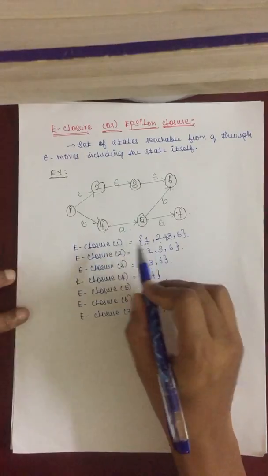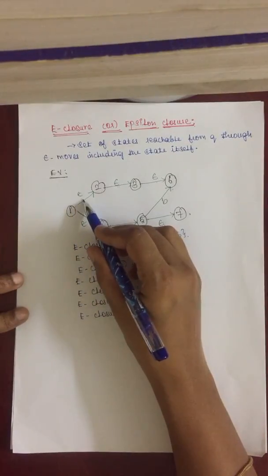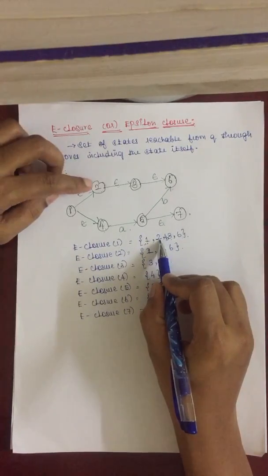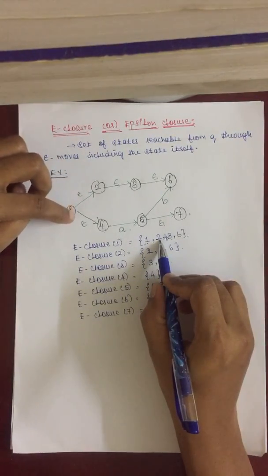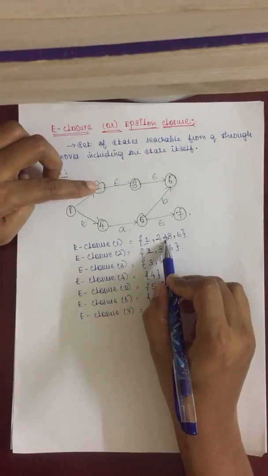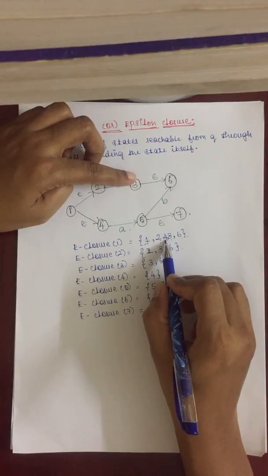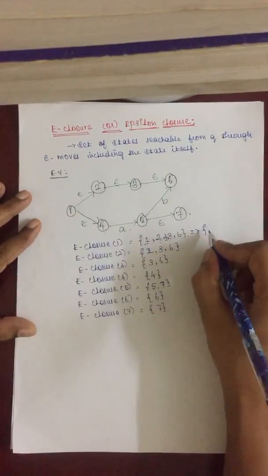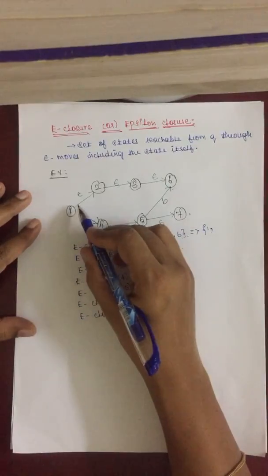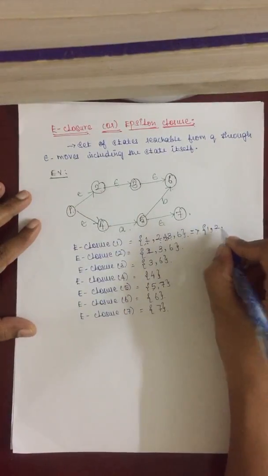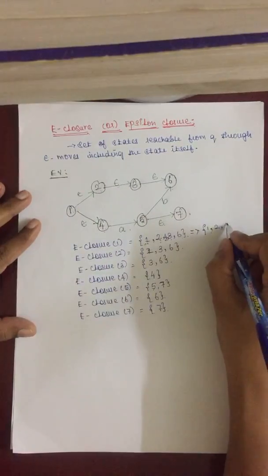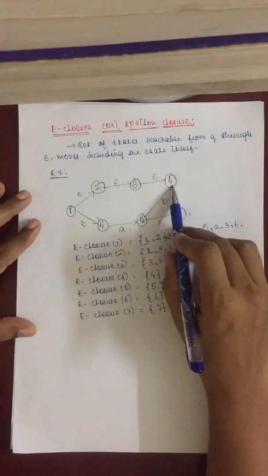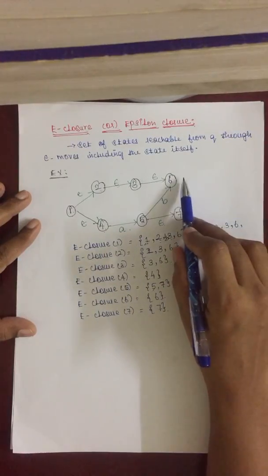Then from 1, with the help of epsilon it is going to the state 2. Okay, I will write it again. The state itself always you are supposed to include. 1 with epsilon goes to the state 2. Then 2 with epsilon goes to the state 3. Then 3 with epsilon goes to the state 6. From 6 there is no epsilon transition available, so we can stop here.